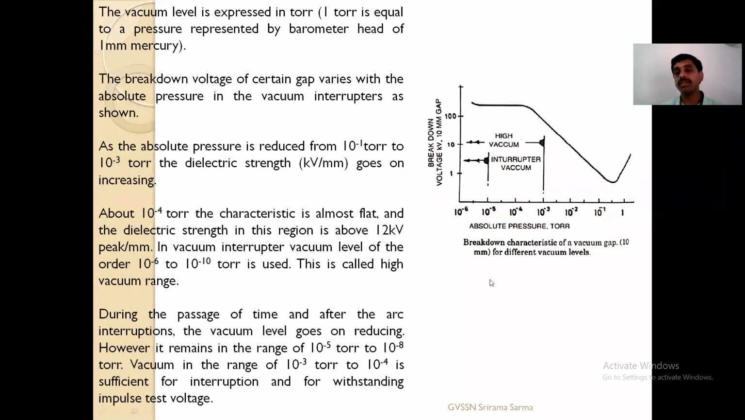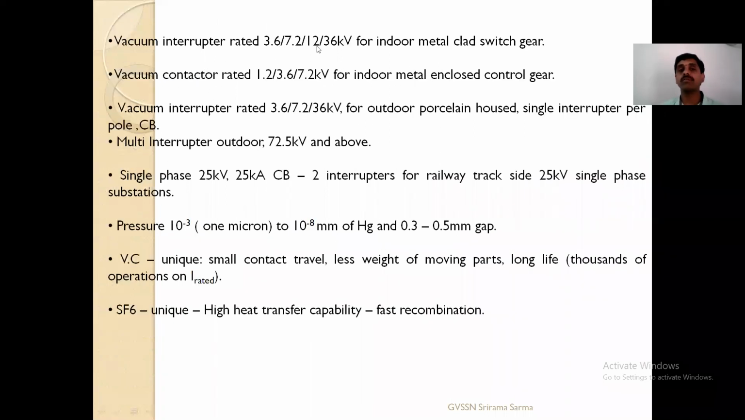So this is about the dielectric strength versus pressures. These are the various examples: vacuum interrupters rated 3.6, 7.2, 12, 35 kV for indoor metal clad, 1.2, 3.6, 7.2 kV for indoor metal enclosed control gear, and vacuum interrupters rated in the range 3.6 to 7.36 kV for outdoor porcelain housed multi interrupters. If the voltage is very high, 72.5 kV and above, as I said, when the voltage increases, we need more interrupters to be connected in series.